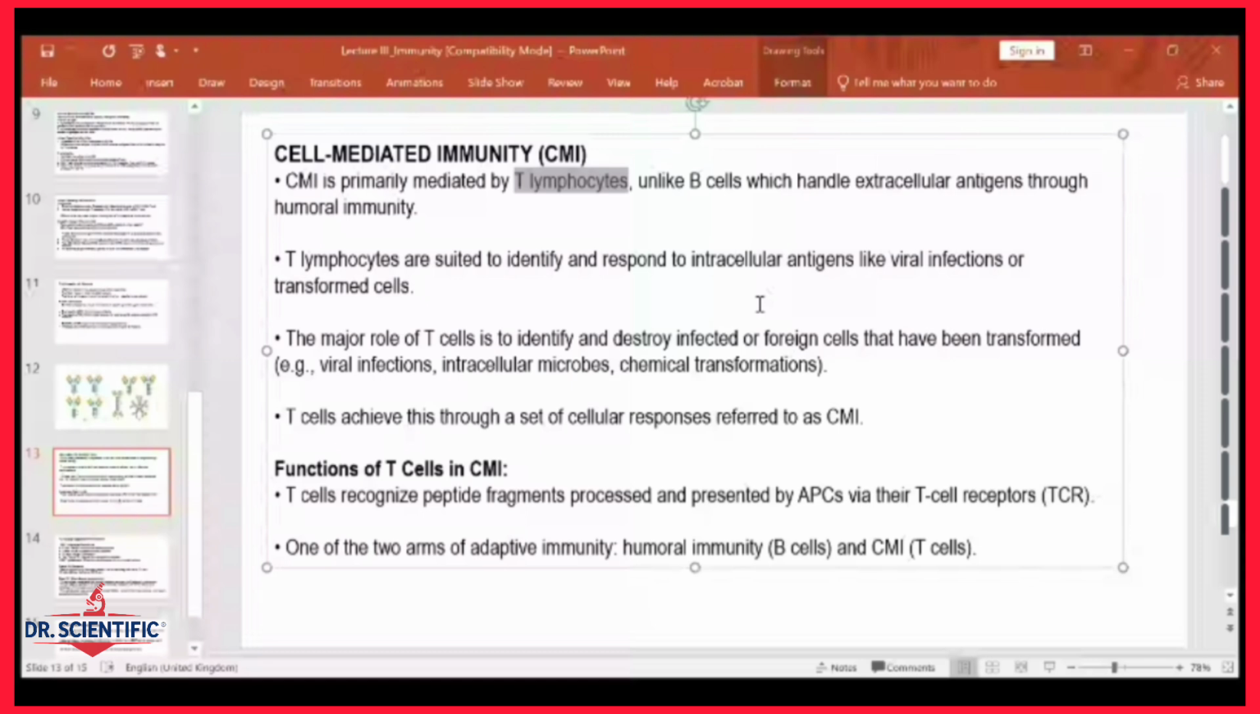The major role is to identify any foreign invaders, and I don't want to go into all of those. The main function of T cells is to recognize peptide fragments presented to them by antigen-presenting cells via the T cell receptor. So T cells are able to recognize antigens, which are presented to them in the form of peptide fragments. Then the adaptive immunity, the humoral, that is obvious. We know that.